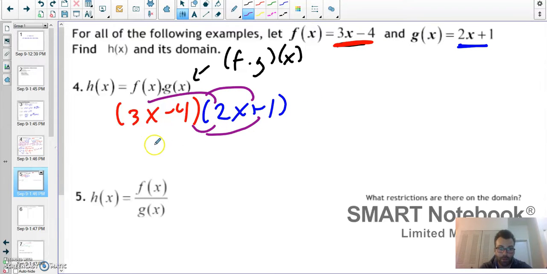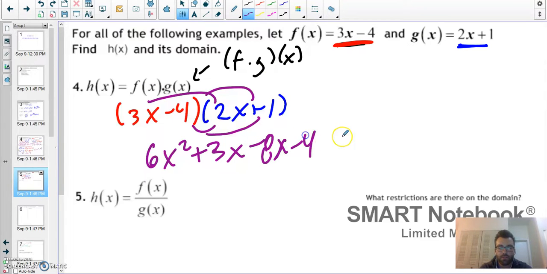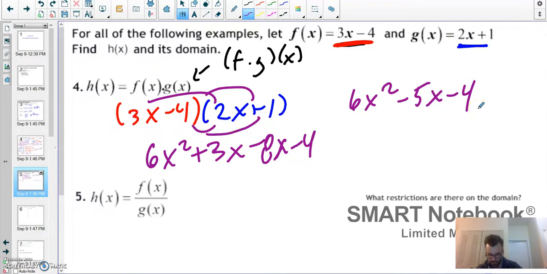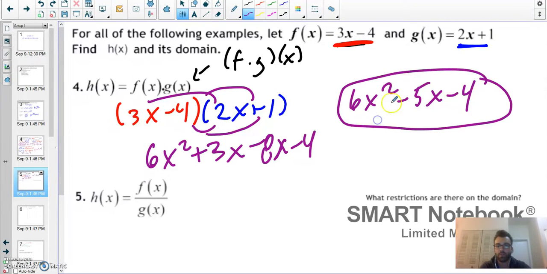Or lobster claw it up, I don't know if anyone knows that one. So 3x times 2x gives 6x squared, plus 3x, minus 8x, minus 4, which gives me 6x squared minus 5x minus 4. And again, quadratic, domain, all real numbers.